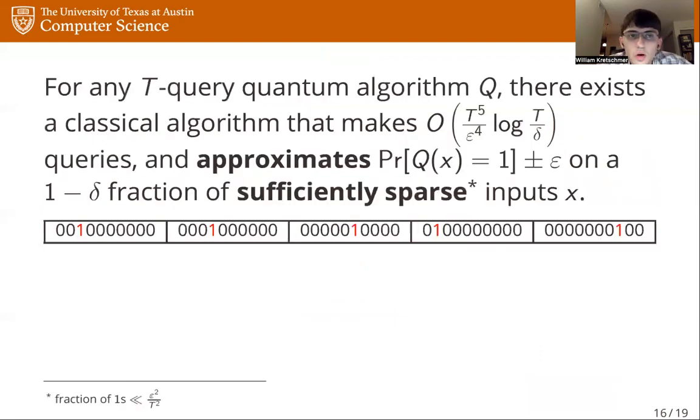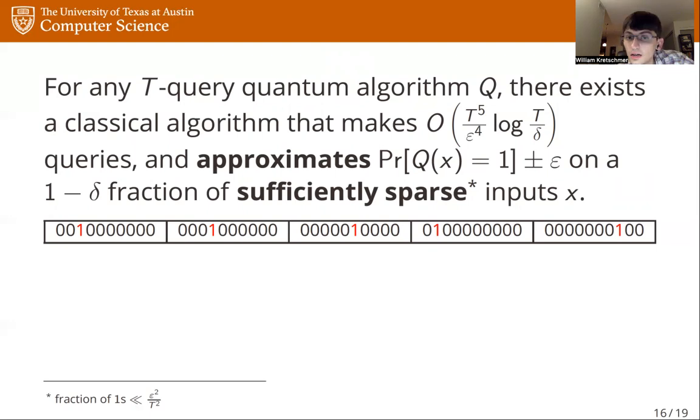And finally, there's just one more interesting structural property of quantum algorithms that we prove that might be independently interesting. What this says is the following. If you have a quantum algorithm that makes T queries to its input, then there exists a classical algorithm that makes just polynomially many more queries, so something like T to the power of 5, and that approximates the acceptance probability of this quantum algorithm on a large fraction of all sufficiently sparse inputs X.